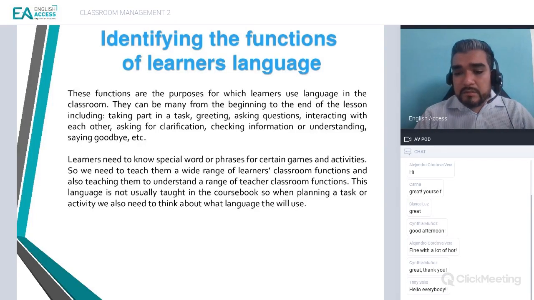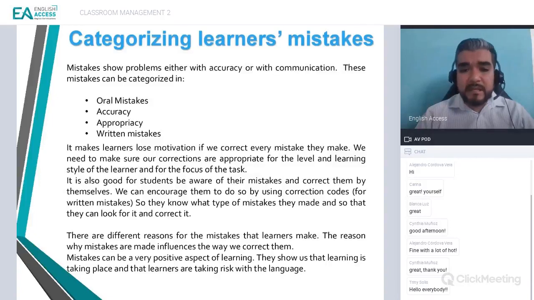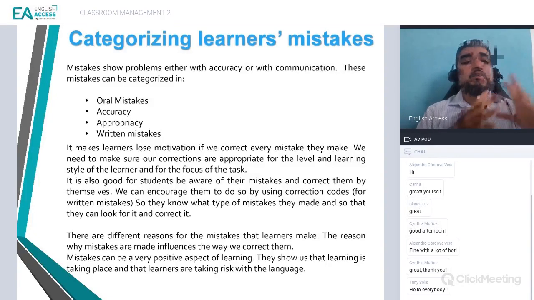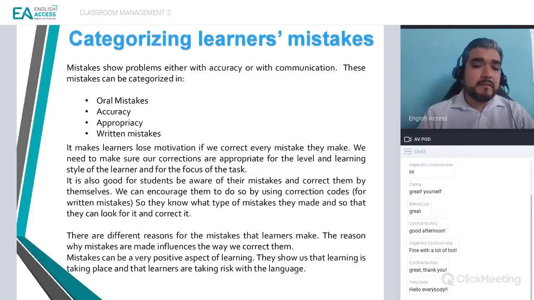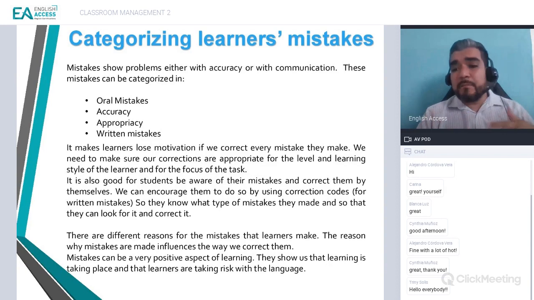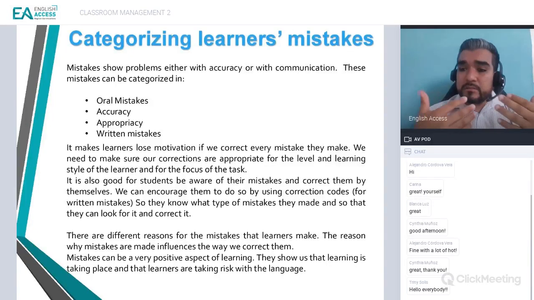Then we were talking about different types of mistakes, right? We said that we have written mistakes and that we have also oral mistakes, right? We said that depending on the type of mistakes is the correction we're going to give to our students. We said that in the case of written mistakes, we can use correction codes. So our students can identify the mistakes. And that way the students can correct the mistakes by themselves. We also said that these correction codes can help the students identify mistakes easier, right?